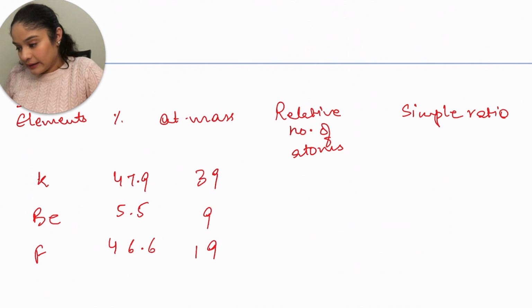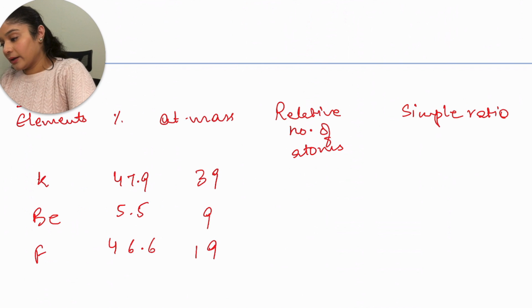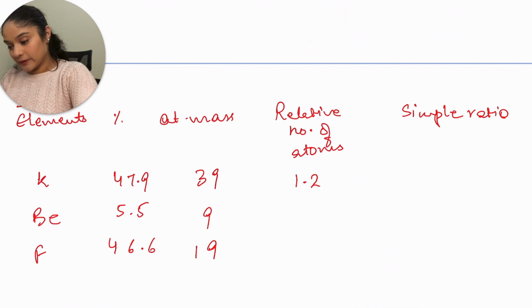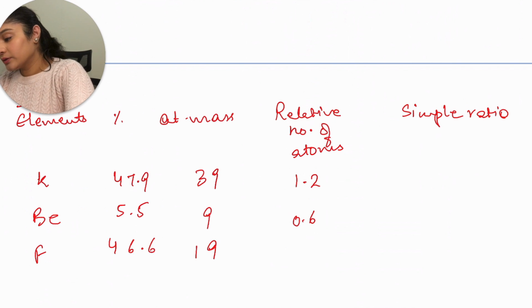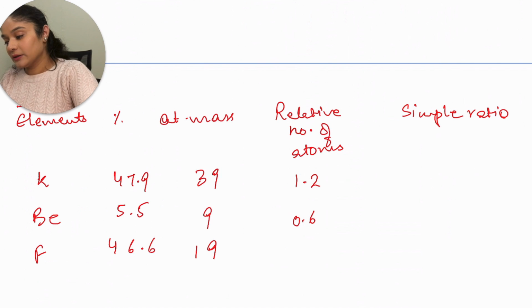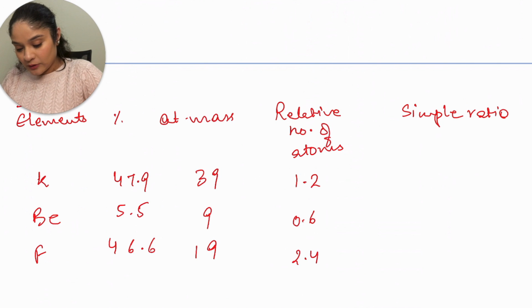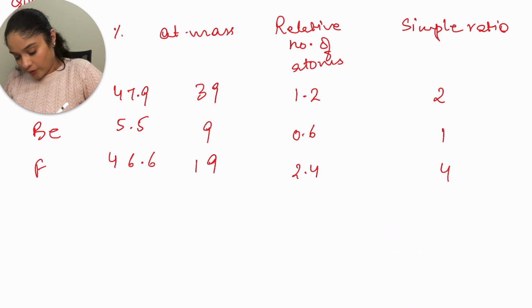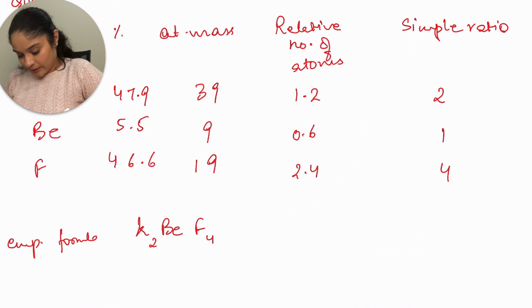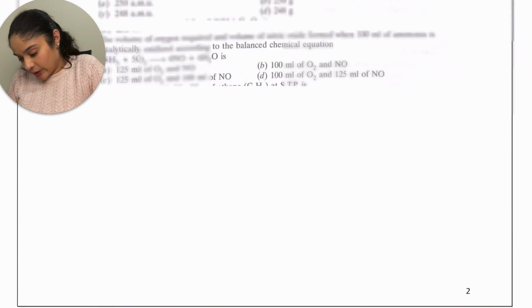Okay, let's quickly start calculating that. 47.9 divided by 39 is giving me 1.2. 5.5 divided by 9 is giving me 0.6, and 46.6 divided by 19 is giving me 2.4. So the simple ratio that I have here would be 2, 1 and 4. Now let's calculate the formula. So K, Be, F: 2 of K, beryllium I have 1 and fluorine I have 4. So this is my empirical formula. Now let's see, is there anything else in question number 12?